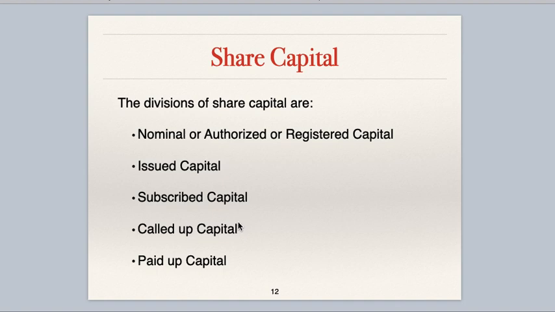Called up capital is the amount on shares which is demanded by the company. Demanded by the company from shareholders. That is called up capital. The company keeps calling face value in installments, various installments, and the installments which the company has asked shareholders to pay are called up capital.